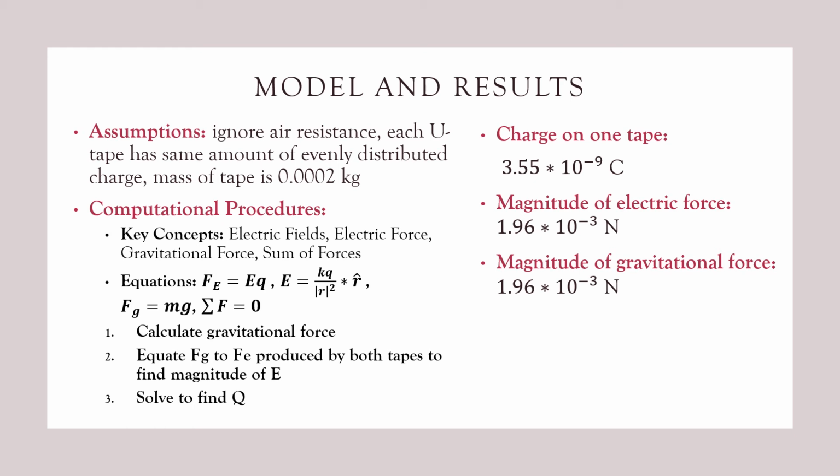The magnitude of the electric force and the magnitude of the gravitational force are equivalent, but they are opposite, since the electric force would be pointing upwards and the gravitational force would be pointing downwards.